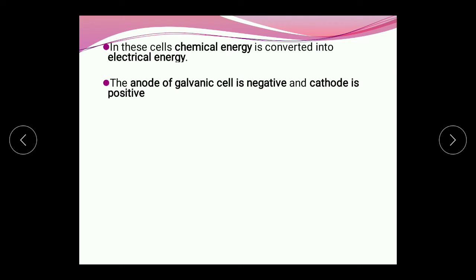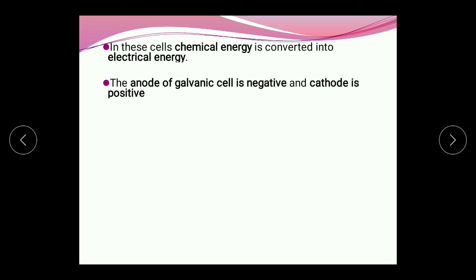But exactly opposite to electrolytic cell, here anode is negative and cathode is positive. But at anode oxidation takes place and at cathode there is reduction. This is fixed. The definition of anode is made like this only. Where there is oxidation is anode, where there is reduction is cathode.